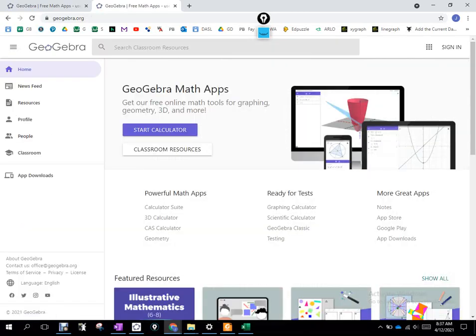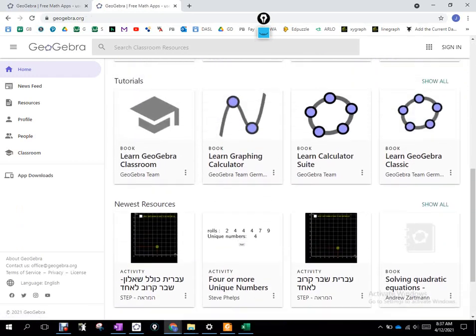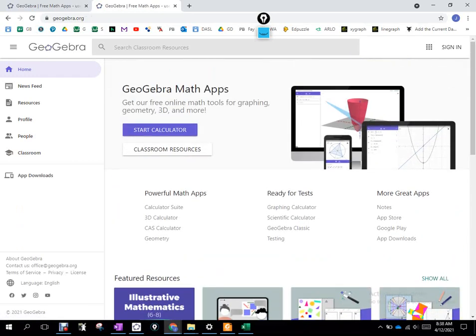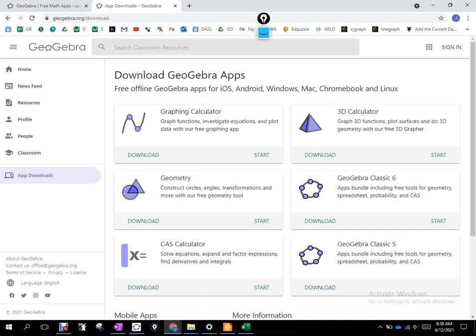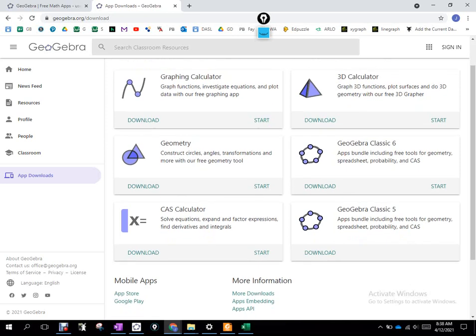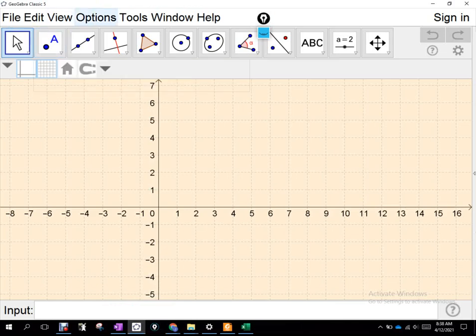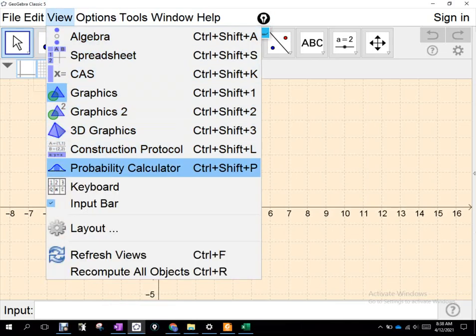But what you're going to want to go to when you get to GeoGebra is down here. Where is it at? Somewhere should say downloads. App downloads. Click on that. And I don't like the interface of GeoGebra Classic 6. I like Classic 5. It's just the one that I learned with, so it makes finding the objects that I want visually easier. I like the 5. But if you download that, then when you open it, you can go up to your view, and you should have your probability calculator there.